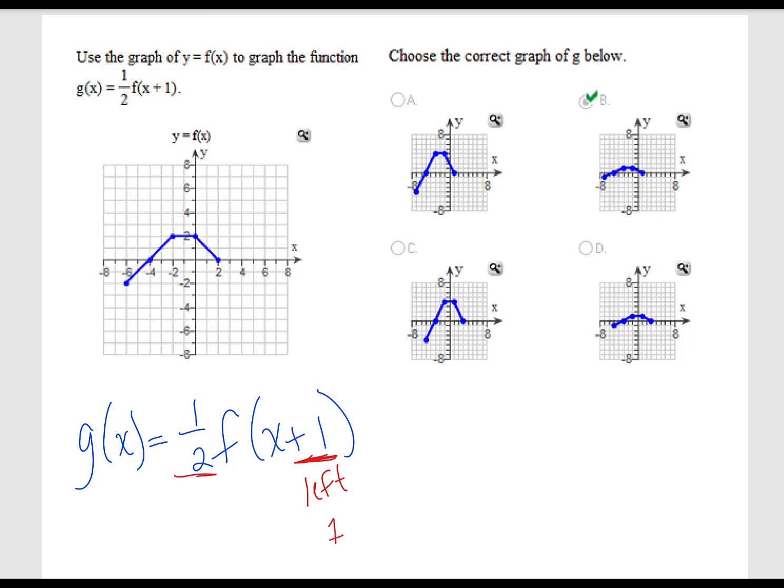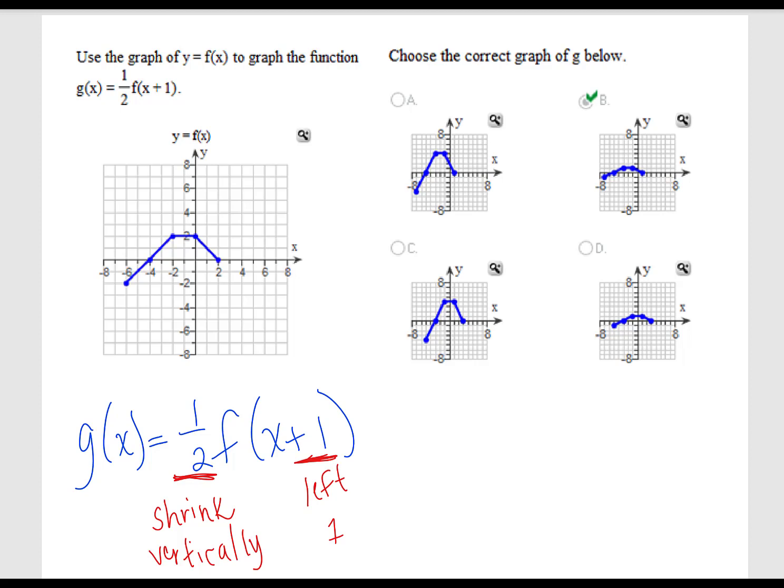This right here, the coefficient out in front of the function, is between 0 and 1. And so we're going to shrink vertically. So all my y's are going to become half of what they were before. Therefore, my graph will get wider.